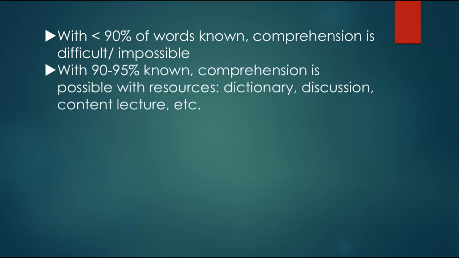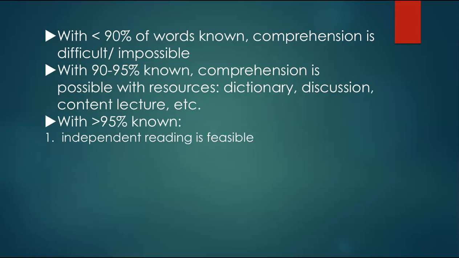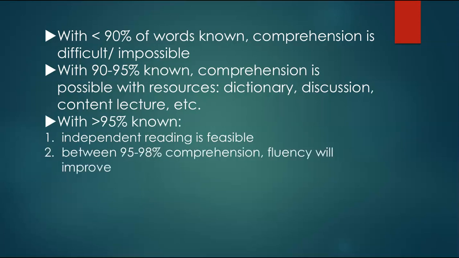With 90 to 95% known, comprehension is possible, but with resources. So with a dictionary, with some amount of discussion, with a content lecture, some amount of teaching happening that would allow the student to understand those 10 to 5% of words they still don't know. With greater than 95% known, independent reading becomes feasible.